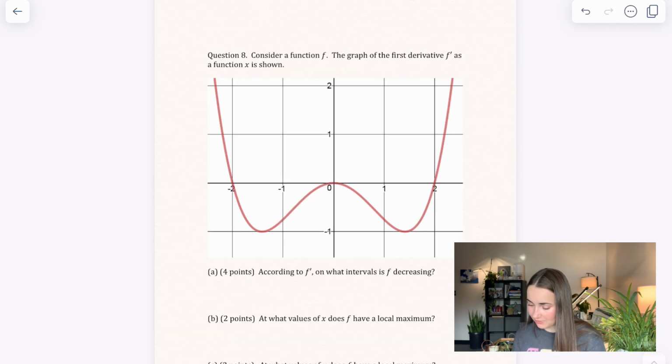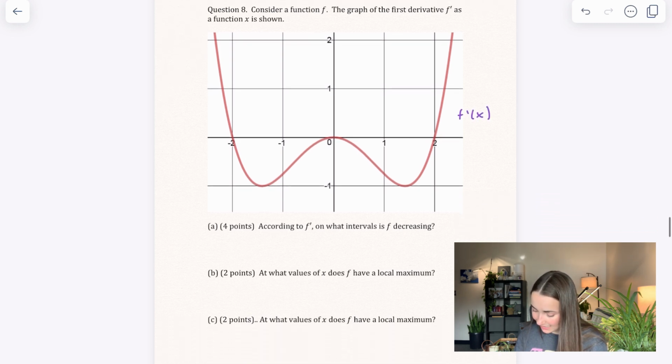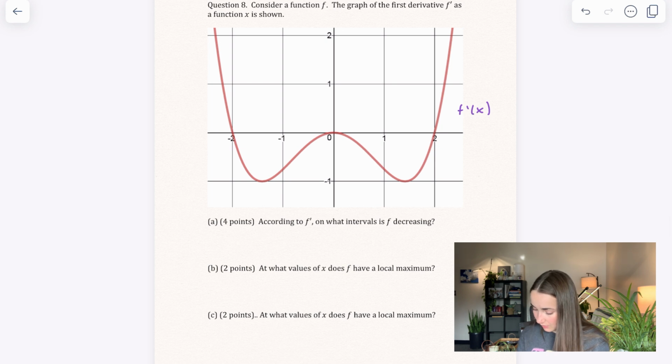Oh, here we go, another graph. So we have the graph of the first derivative. So this right here is f prime of x. And we want to go ahead and fill in parts a, b, and c. So according to the derivative, on what intervals is f decreasing? And so this is going to be wherever our first derivative is negative, right? So it's going to be these values.